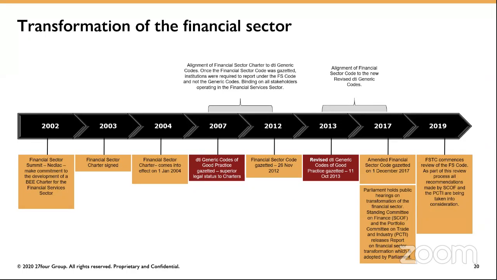And this was really spurred by the FSB Act, which came into play in the early 2000s. And what happened in 2002 was that the sector got together at NEDLAC. The social dialogue was held between the various partners: government, business, labor, community constituencies, and a financial sector charter was ultimately negotiated and came into play, which was then followed by various iterations of the financial sector code.